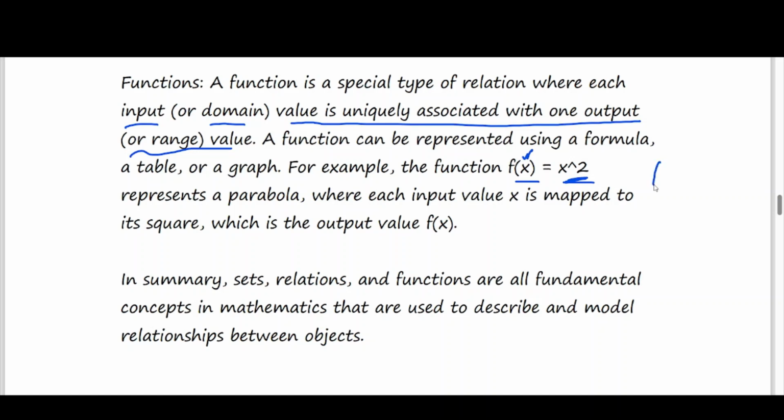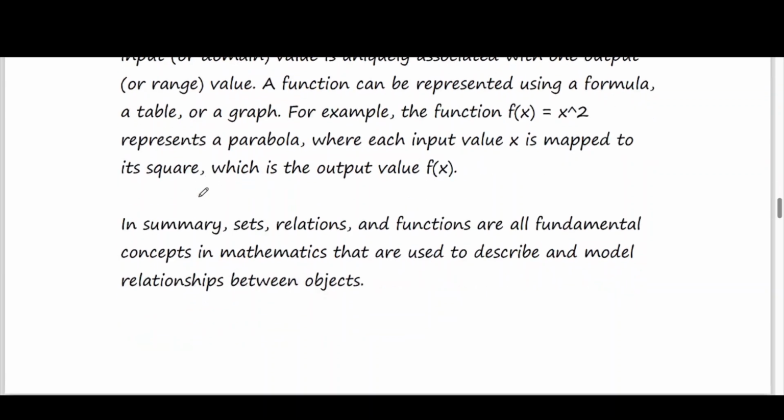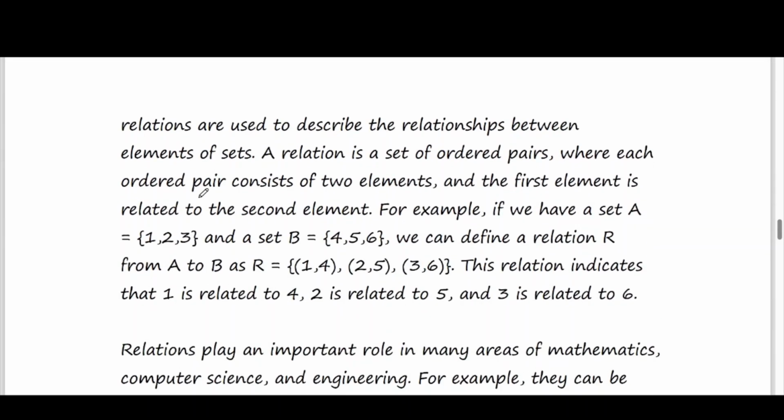So suppose I say that x is 1, then f(x) is 1 square, which is 1. If the input is 2, then 2 square is 4, and so on. We can find the values of the elements of this function. So let us move on to relations and see in detail the different types of relations.